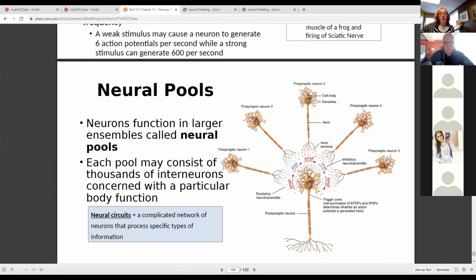Neural pools. Each pool is a complicated network of neurons that process specific types of information. So one given pool can consist of thousands of interneurons that are concerned with one specific body function, and multiple presynaptic neurons that are acting on one postsynaptic neuron. Some of them are excitatory, some of them are inhibitory.